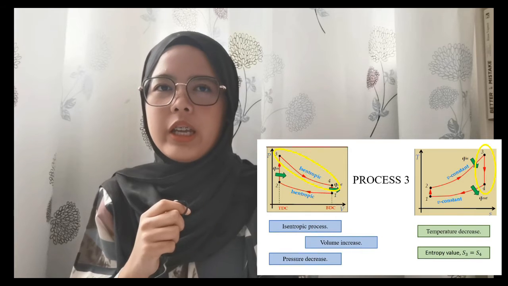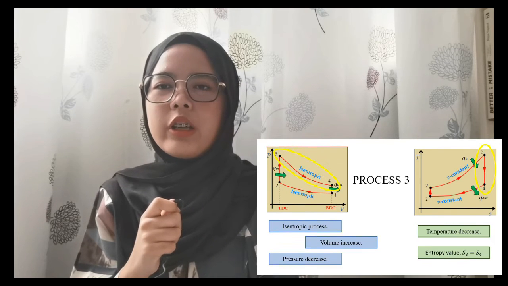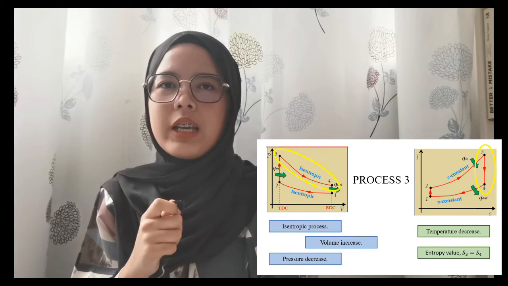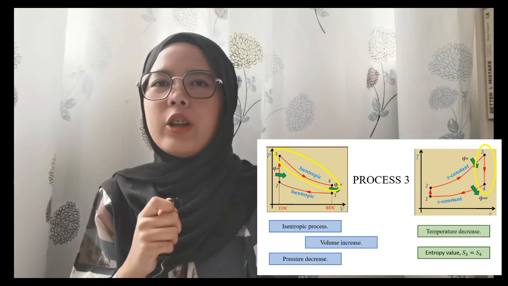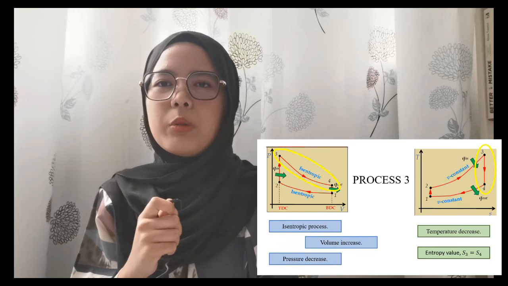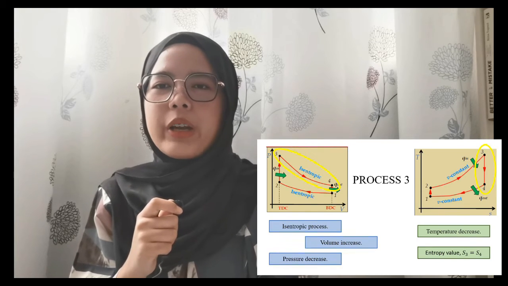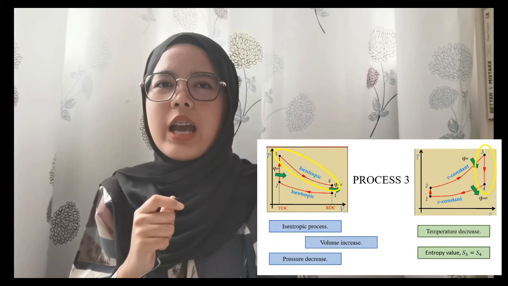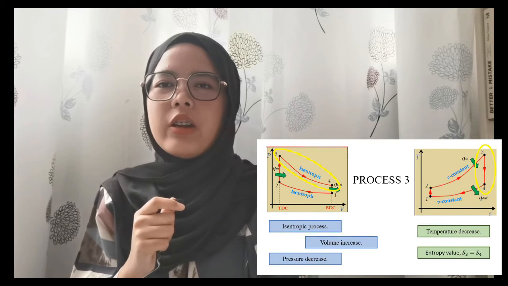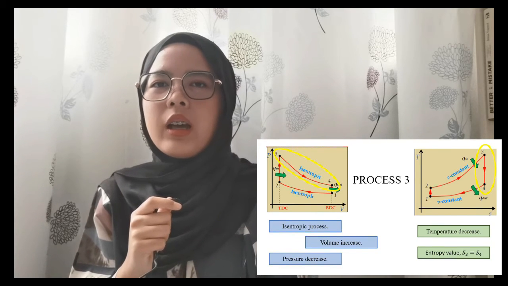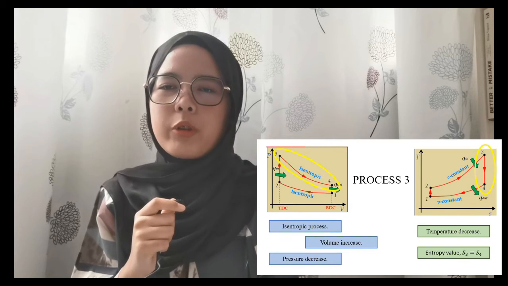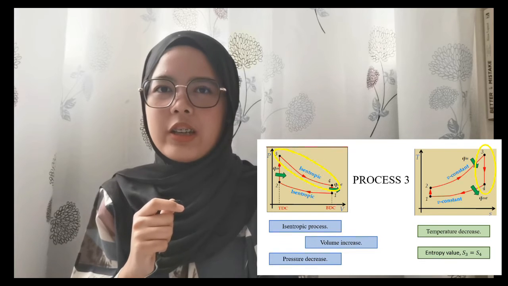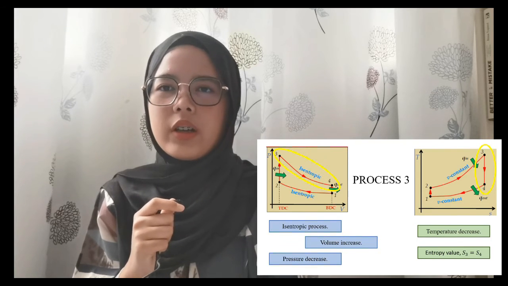Process number 3 occurs from state number 3 to state number 4, where there is an isentropic process, and the volume is increasing from TDC to BDC. The pressure is decreasing due to the expansion process. As for the TS diagram, the value of entropy remains the same due to the isentropic process, which is S3 equal to S4, and the temperature is decreasing from T3 to T4.